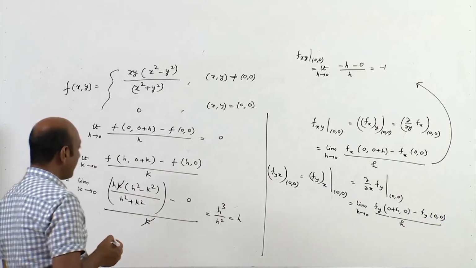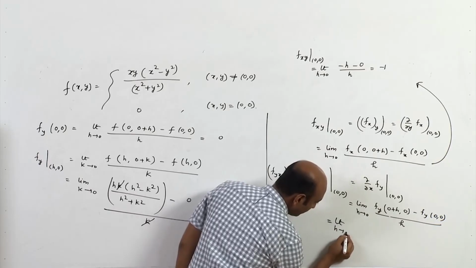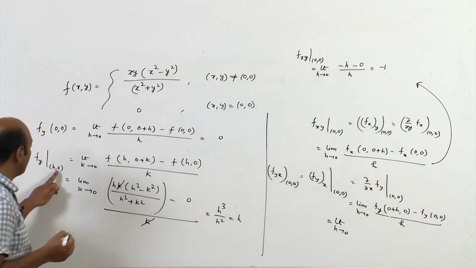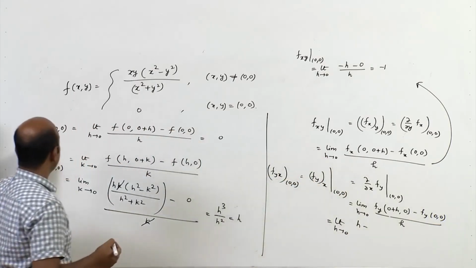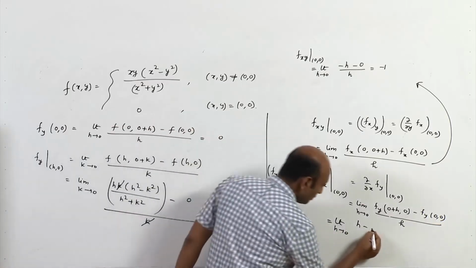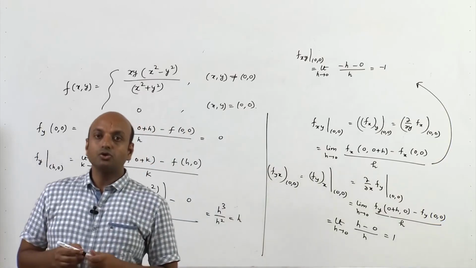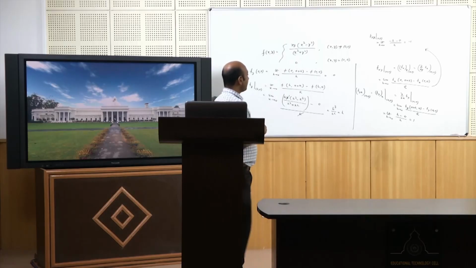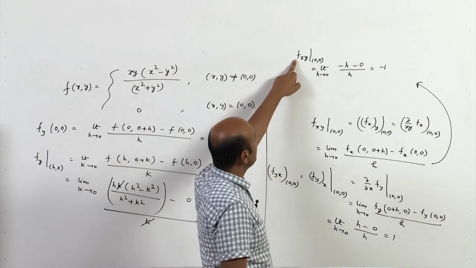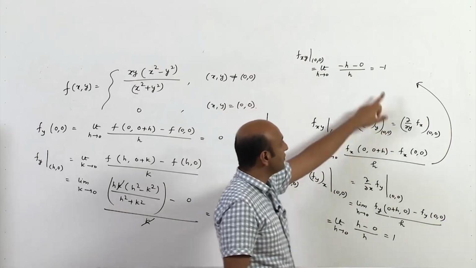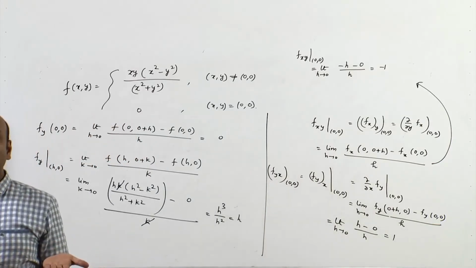So what can we say about f_yx? This will be equal to the limit h tending to 0 of: what is f_y at (h, 0)? It is h. So it is h minus f_y at (0, 0), which is 0, upon h. So this value is 1. So what do we conclude from here? We have concluded that f_yx at some point may not be equal to f_xy. It is 1, and it is minus 1. For some functions, f_xy may not be equal to f_yx.